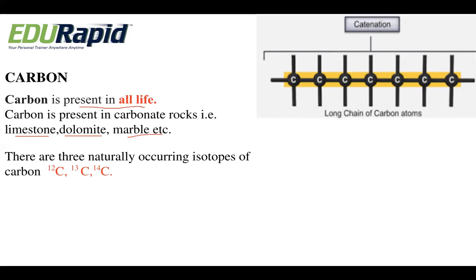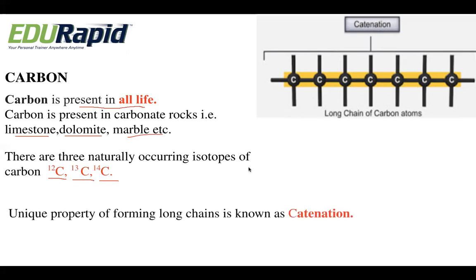There are three naturally occurring isotopes of carbon. So in nature, carbon occurs in the form of isotopes. We already studied what we mean by isotopes, that is, atoms which have the same atomic number but different mass number. So here carbon has three isotopes. What are those? Carbon 12, carbon 13 and carbon 14. So these are the three isotopes of carbon.